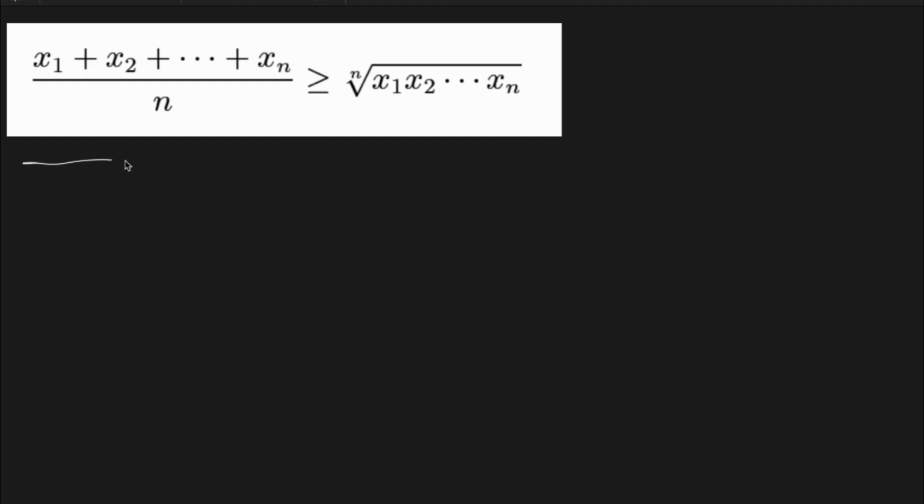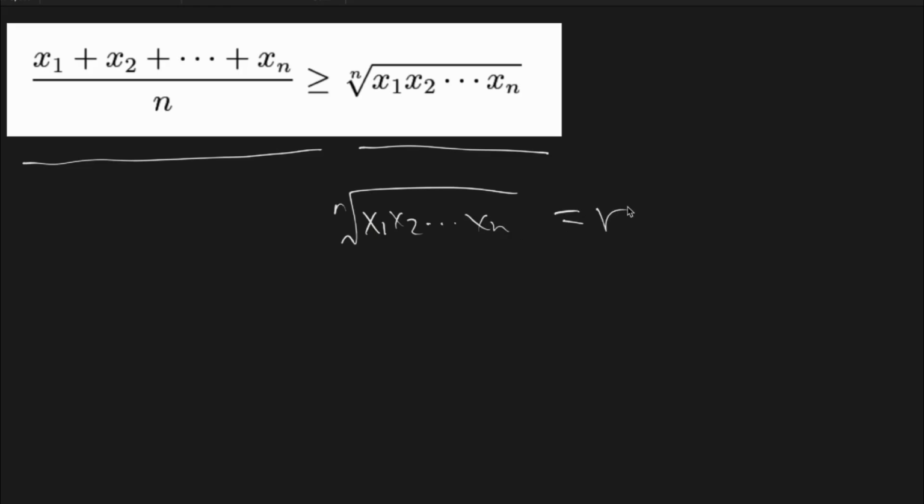The reason is that these two expressions on the left-hand side and right-hand side, they're both homogeneous, which just means that they're of the same degree. For example, this is degree 1, this is degree n, but taken to the nth root, which means it's still degree 1. And for example, let's say our geometric mean was r, so it's not 1. But then what we could do is we could just divide both sides by r, and then the geometric mean would obviously equal 1.